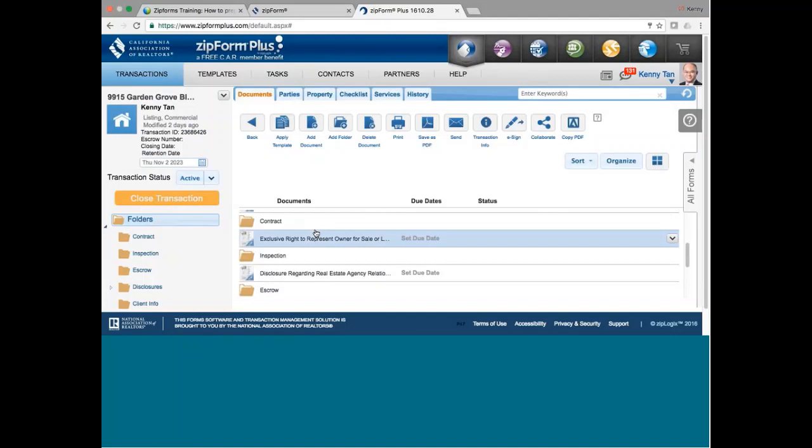Okay? Now, AIR form actually requires a separate subscription. It doesn't come free with your NAR membership. Your NAR membership gives you a free subscription for CAR forms, but not AIR forms. If you subscribe to the AIR form, it's about $100 a year. Okay? If you do enough commercial, it's worth it. So I subscribe to the AIR form.